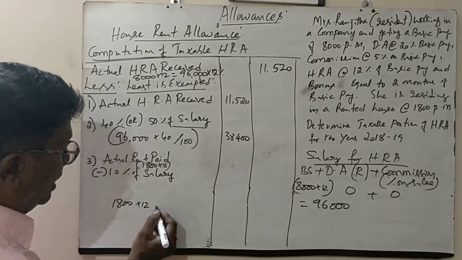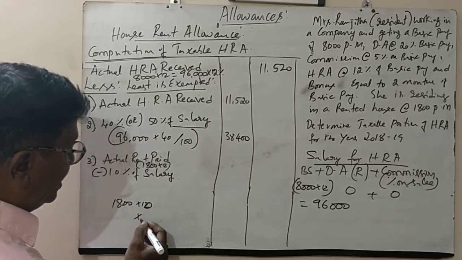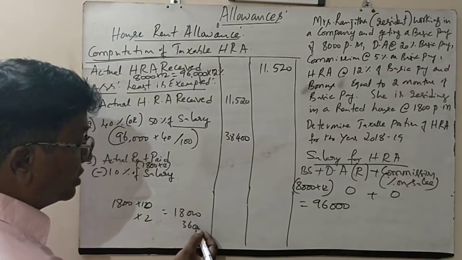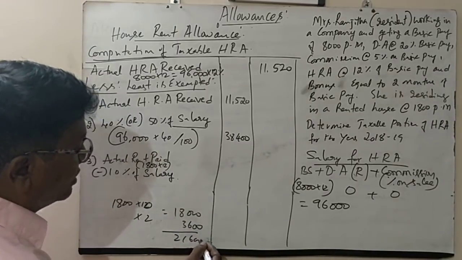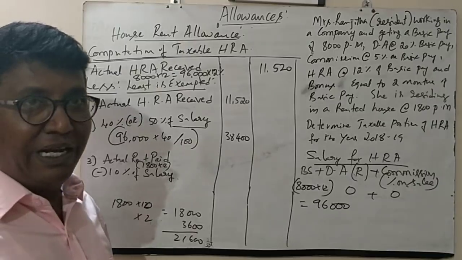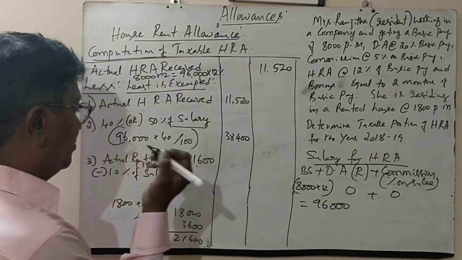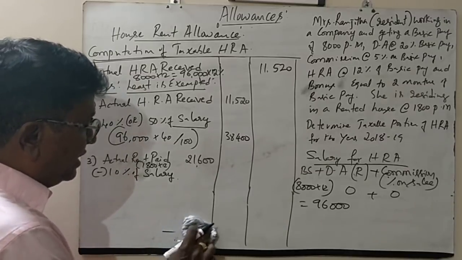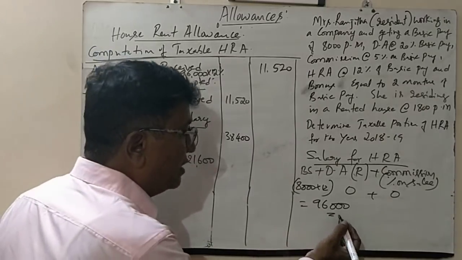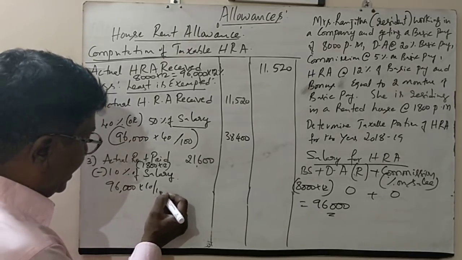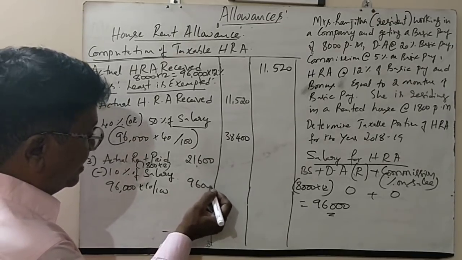1,800 into 12. Now the 12 will make it as 10 and 2. This is 18,000. This is 3,600. 21,600. As simple as it is. Now 21,600. What is 10% of salary? What is the salary here? 96,000 into 10 by 100 is 9,600.